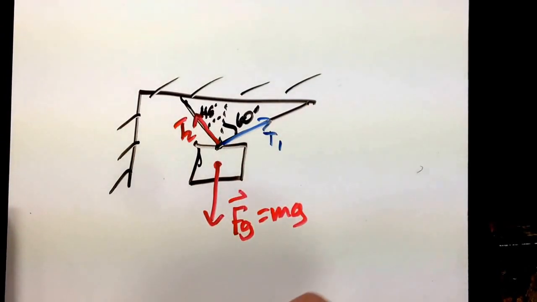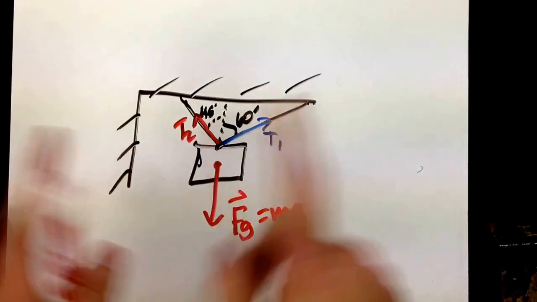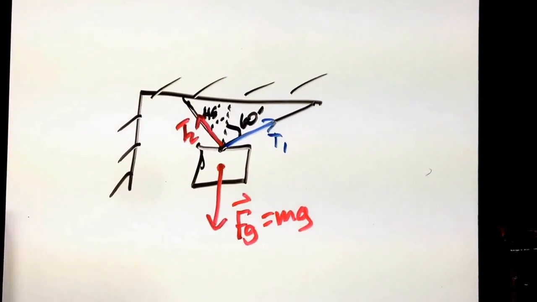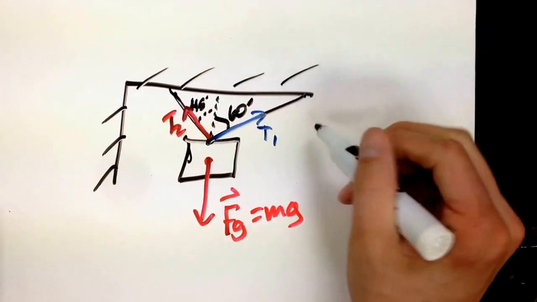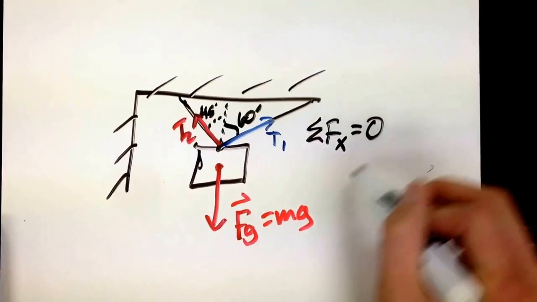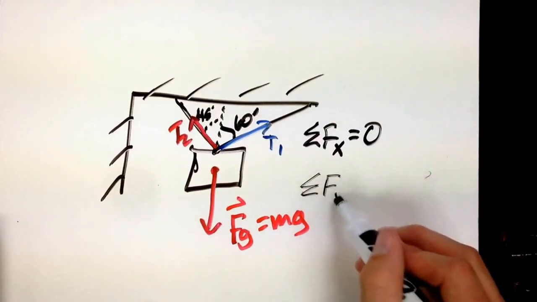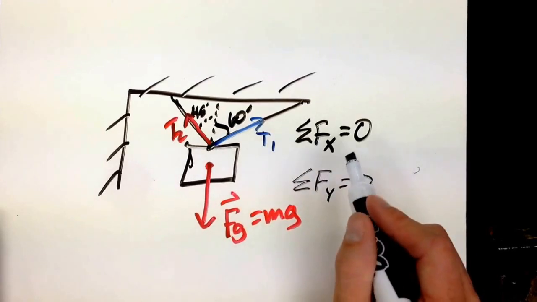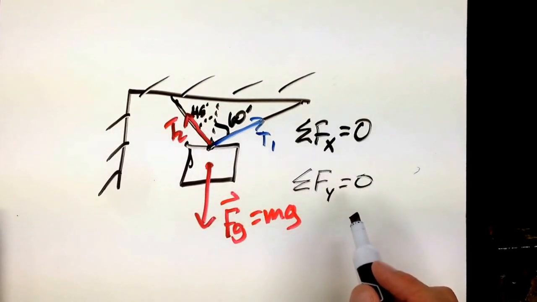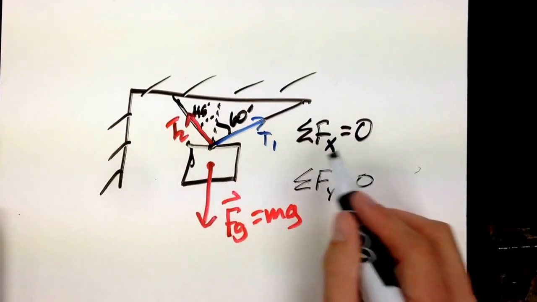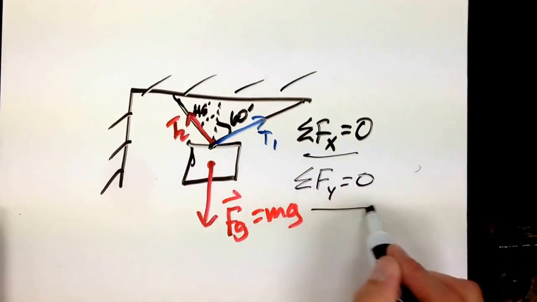Anytime you're dealing with a problem with forces and your forces are going in two dimensions, you are typically going to have to deal with both of those dimensions, meaning you're going to have to sum your forces in the x direction and you're going to have to sum your forces in the y direction. Since the block is in equilibrium, both of those are going to be equal to 0. And if you look, you have two unknowns and you have two equations.